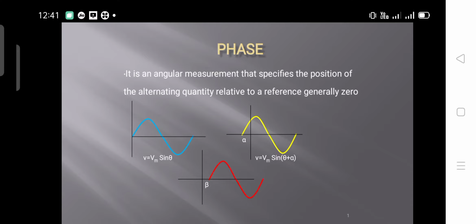And next, the red one is going to start at an angle of beta from the origin, and the equation for this waveform is given as V is equal to Vm sin of (theta minus beta). It will have its zero value at theta is equal to beta. Next, let us go through the phase difference of alternating quantities.